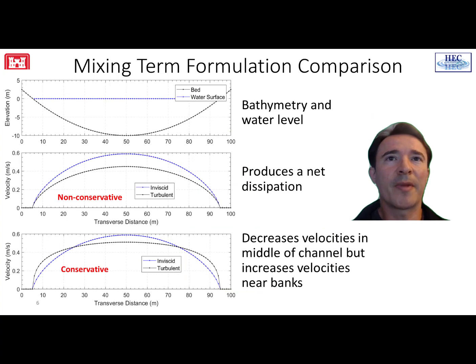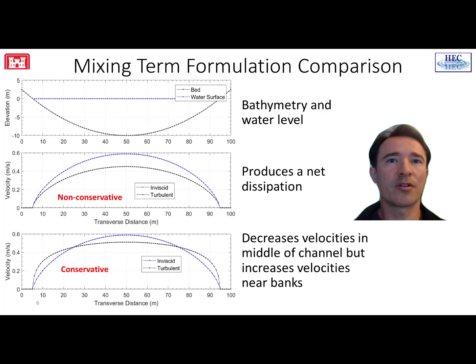This slide shows a comparison of the two mixing term formulations for a simple parabolic channel. The top plot shows the bathymetry and water level. The middle plot shows the velocity with the non-conservative formulation in black. The blue line represents the velocity profile without mixing, so only based on conveyance. Because the velocity curvature is negative everywhere, the mixing term results in a net dissipation and lower velocities.